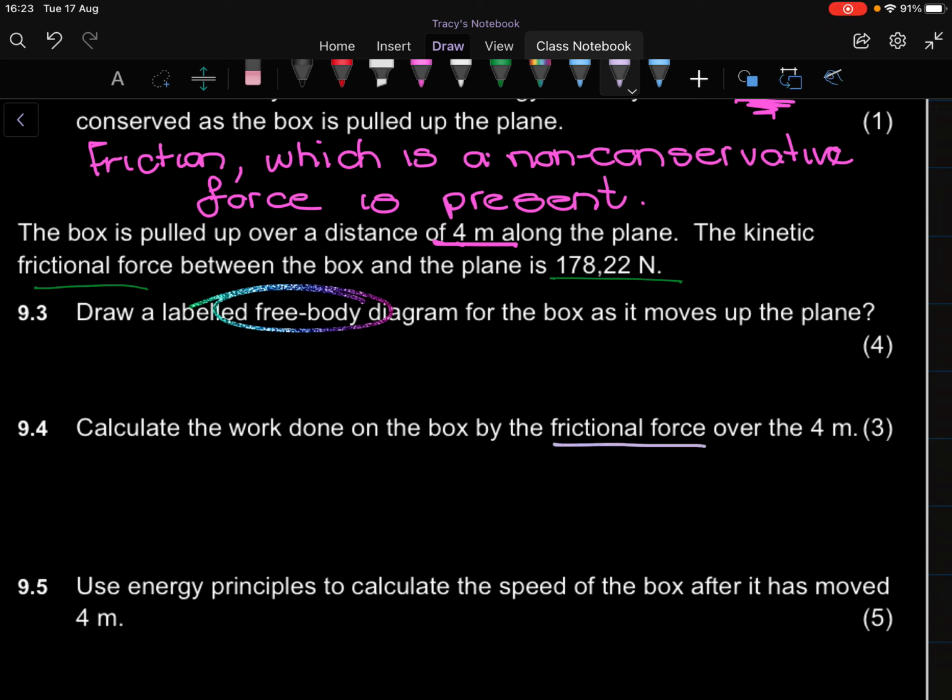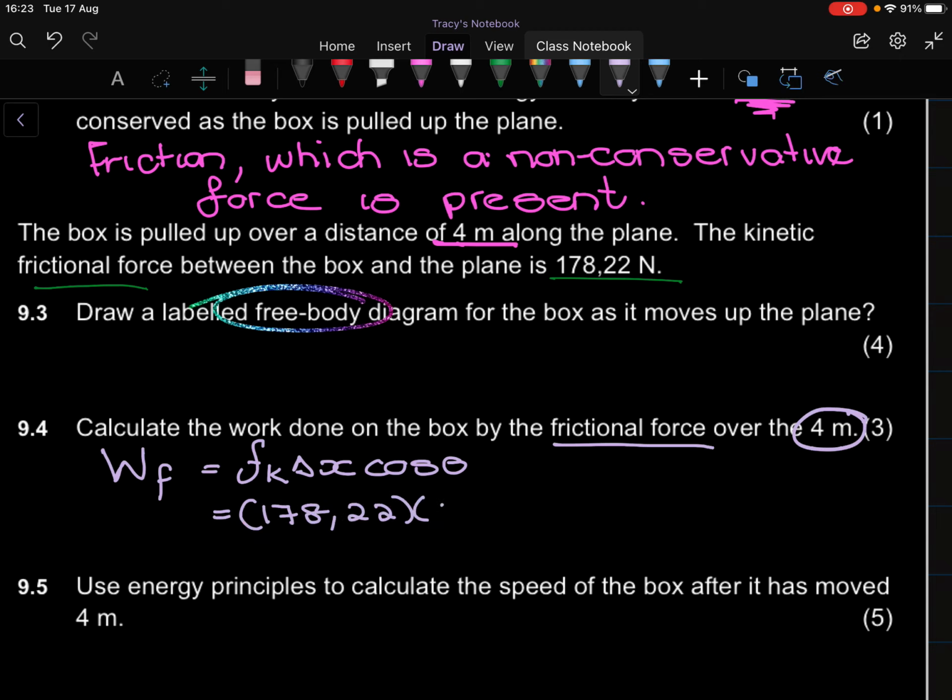Calculate the work done by the frictional force over the 4 meters. Well, that's fairly straightforward. We like a question like this because we remember work done by friction is going to be the kinetic friction, delta x, cos theta. I don't need to worry about any of the angles or the slope. That's irrelevant. They told me this was 178,22. x is 4. It's friction, so theta is 180. And we get minus 712,88 joules. Okay? Straightforward.